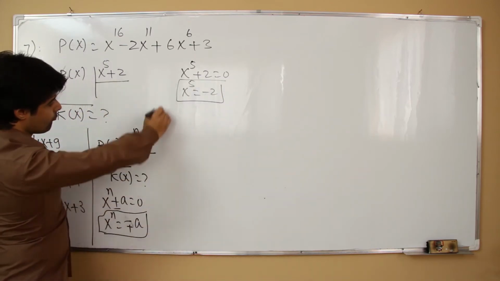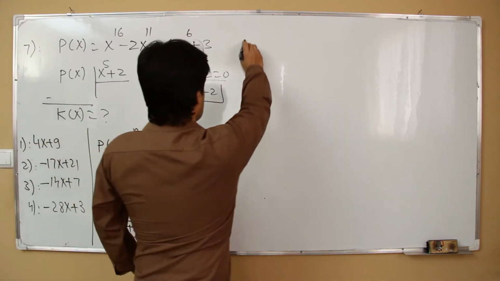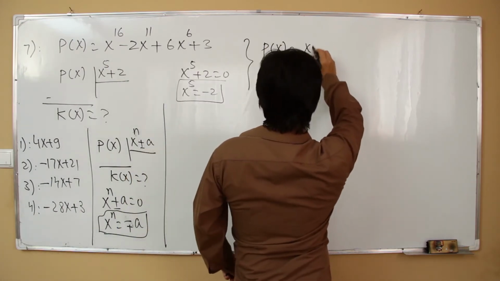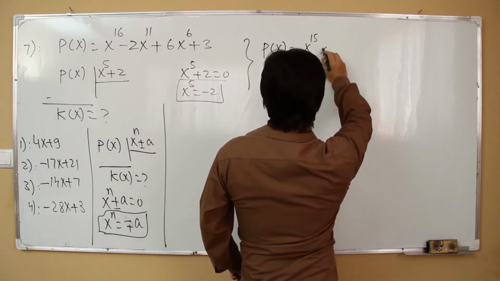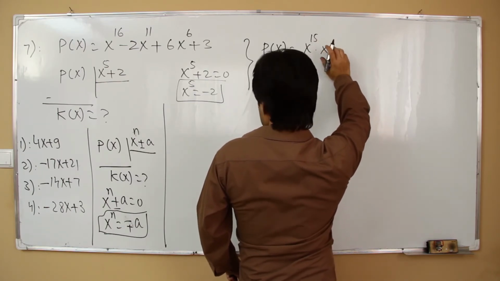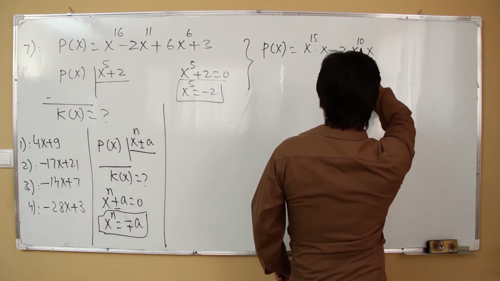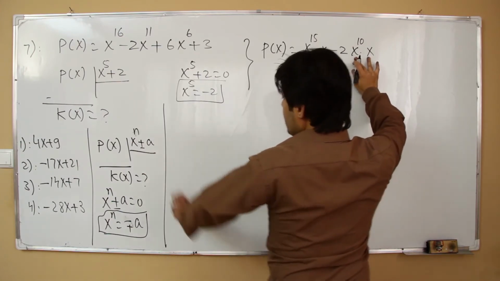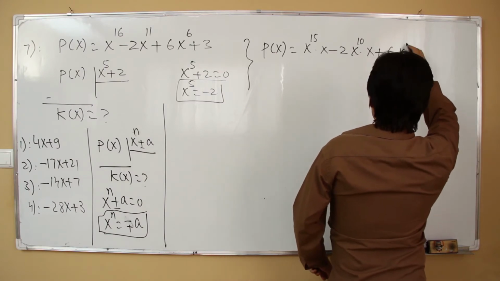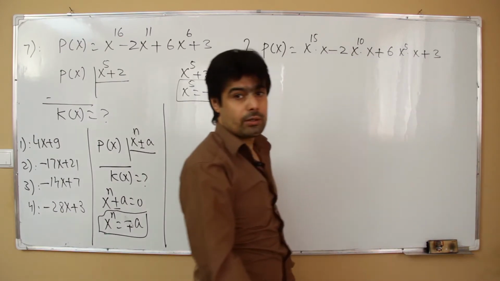Now try to form this polynomial like x to the power 5. What do I mean? I mean in Px, instead of x to the power 16, can we write x to the power 15 times x? Yes, the bases are the same, so the powers would add up. Minus 2 x to the power 10 times x to the power 1 is x to the power 11, plus 6 x to the power 5 times x plus 3. Am I right? Yes.